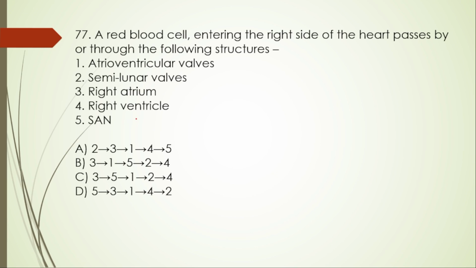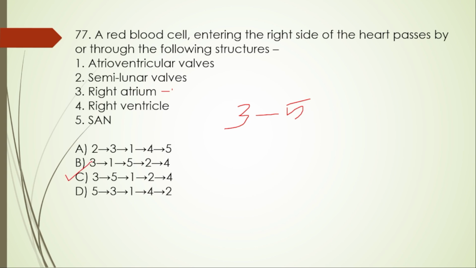So here first comes the right atrium. So this is first. Let me write here 3. Next, after right atrium, blood flows to SAN. Heartbeat will form, so the fifth one means 3 and then 5. So C is the right option.